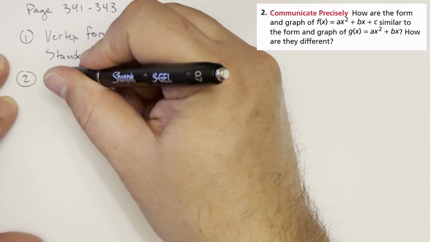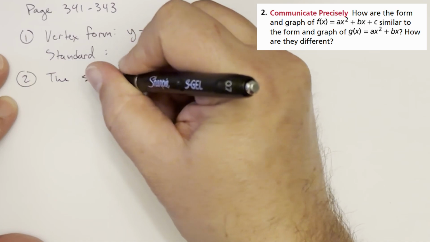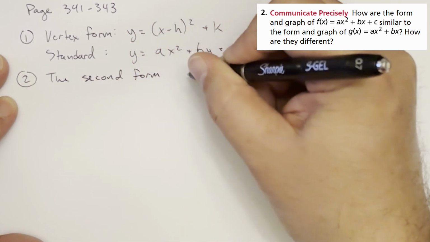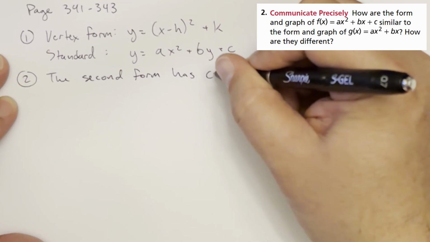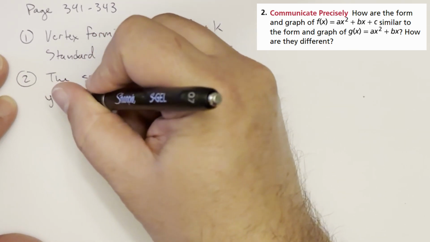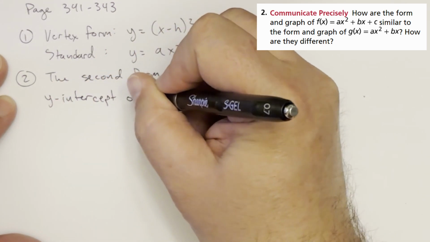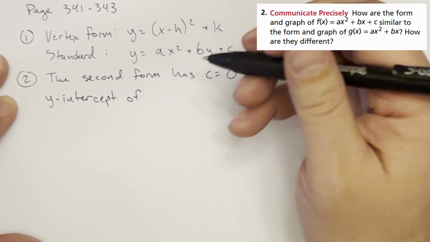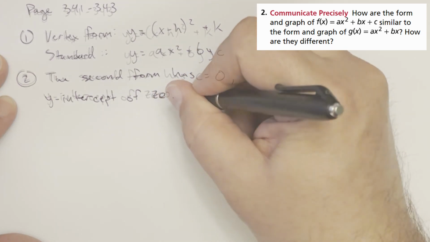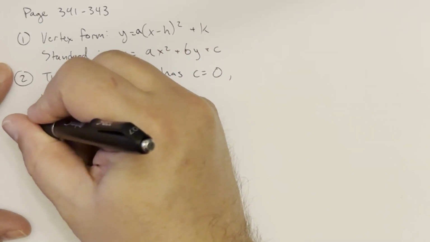Next: how are the form and graph of ax squared plus bx plus c similar to the form and graph of ax squared plus bx? So the second one doesn't have a c, which means its y-intercept is 0. Whereas the first one will shift it up or down by the value of c. So if c is like 5, then the y-intercept would be 5, which would be higher than a y-intercept of 0. Not too much to say on these first couple.